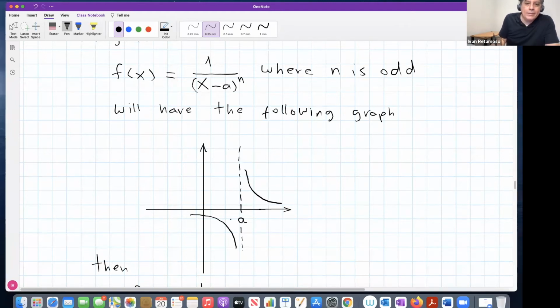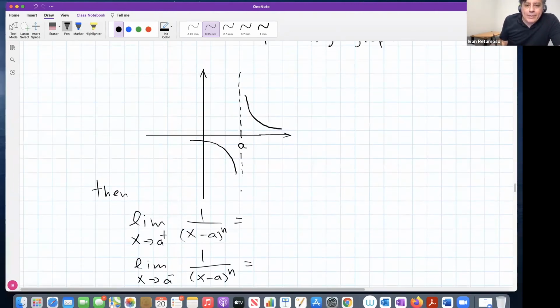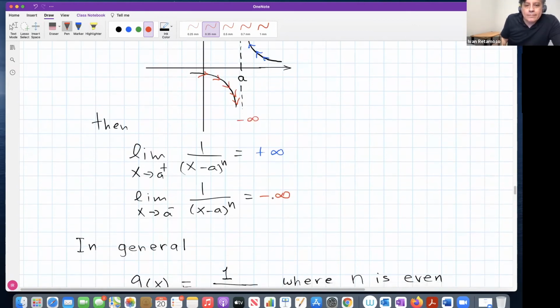The shape is the same, right? So if n is odd, then the limit as you approach a from the right will still be positive infinity. Look, notice, going up, positive infinity. And if you take the limit of this function as x approaches a from the left, you are still going down here, minus infinity. This will be minus infinity. And as a conclusion, the limit will not exist.